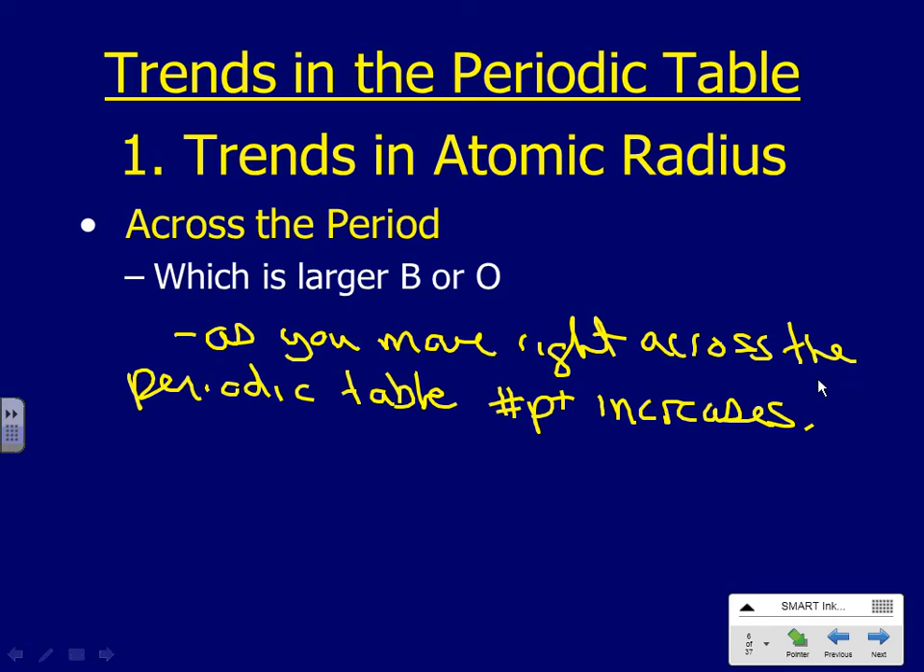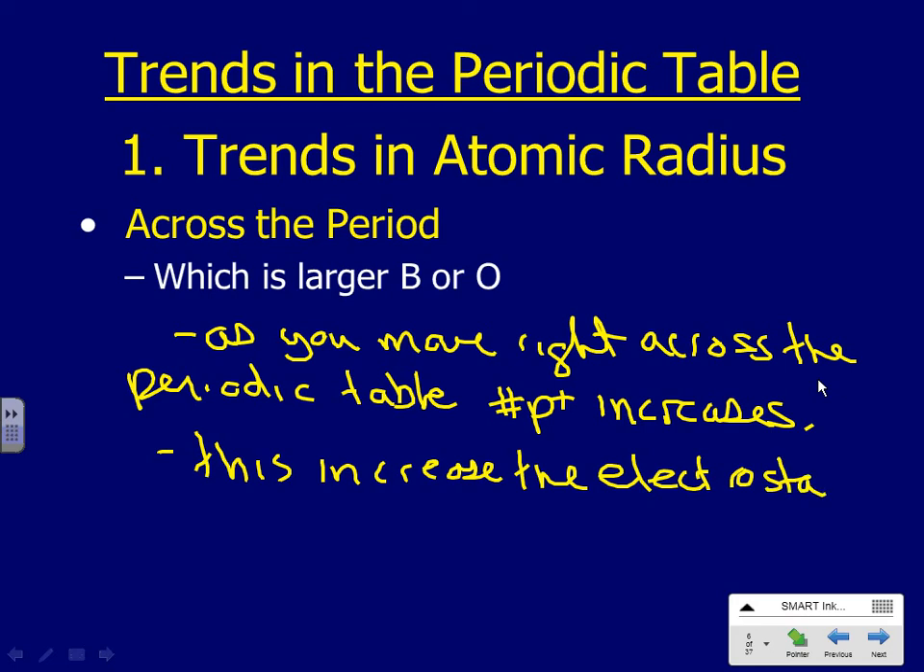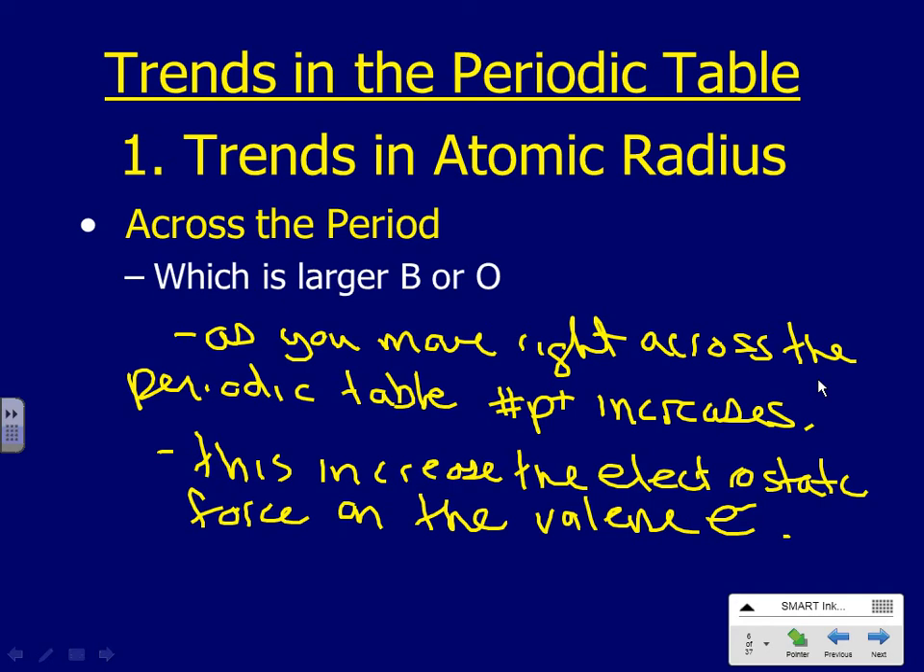Yep, Janessa? This increases the electrostatic force on the valence electrons. Now we're kind of in no man's land. Now we've got to finish off our argument. What's that going to do to this atom's electrons and therefore da-da-da-da? How would you like to finish this?